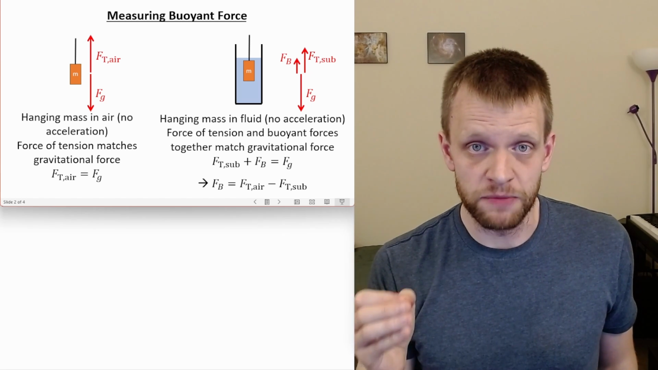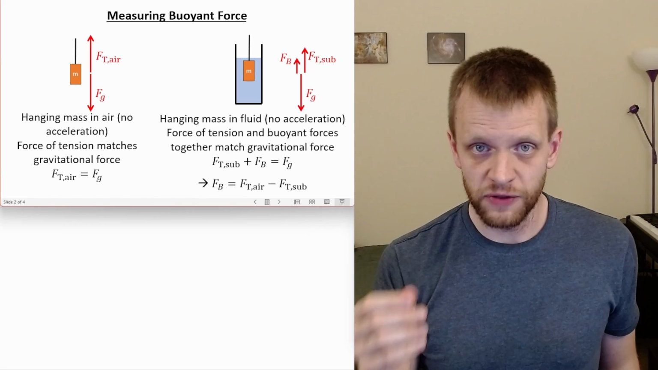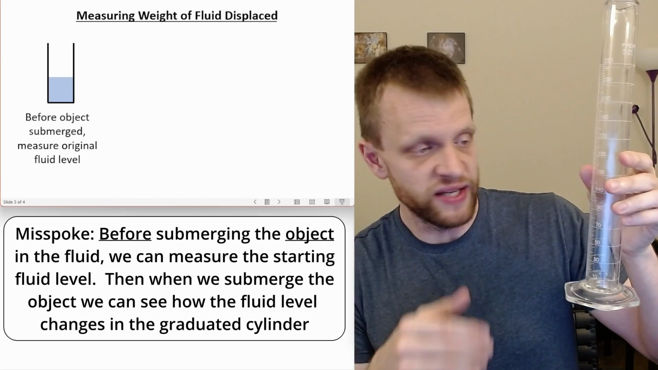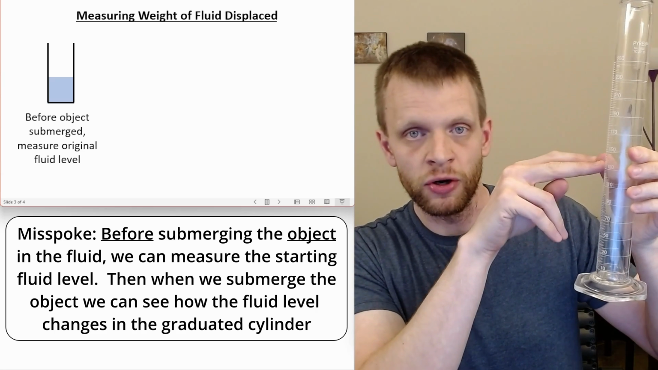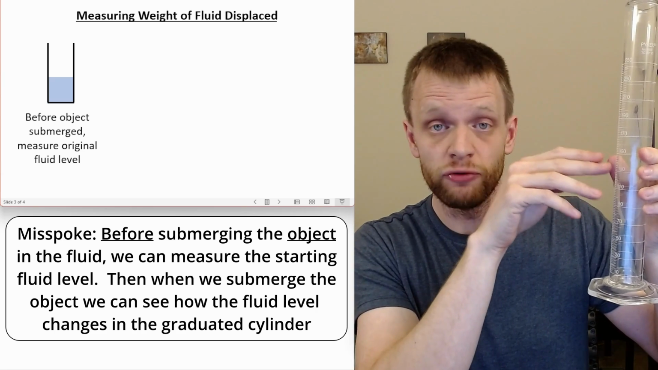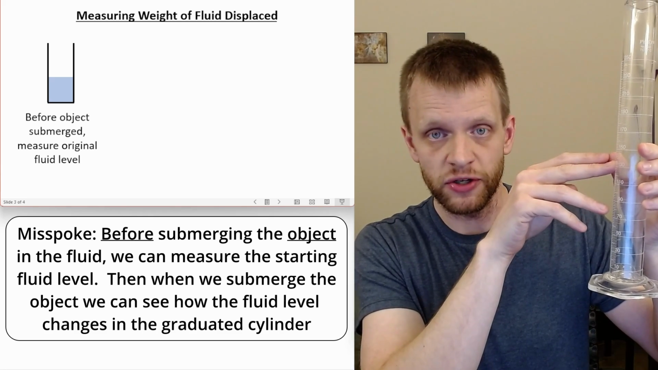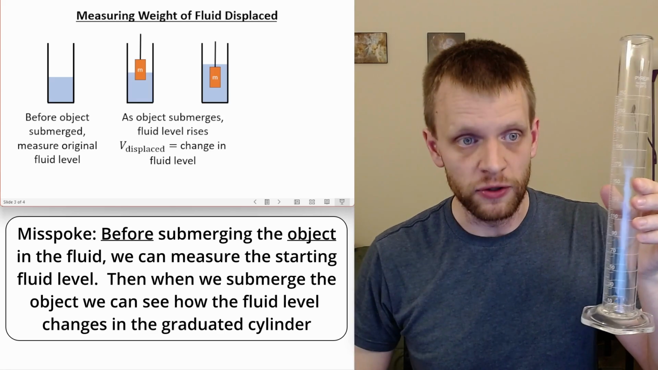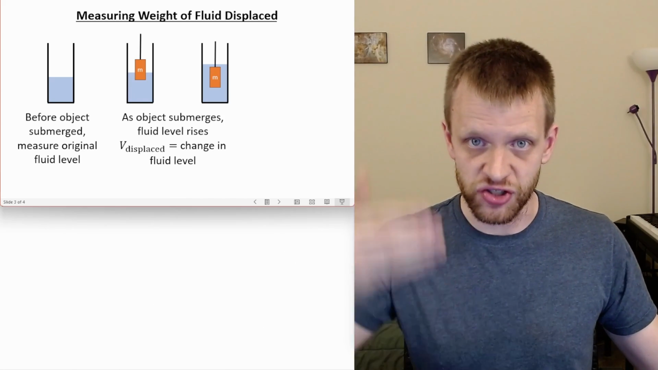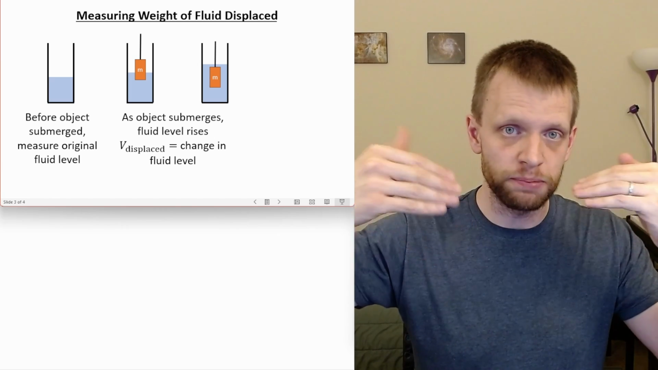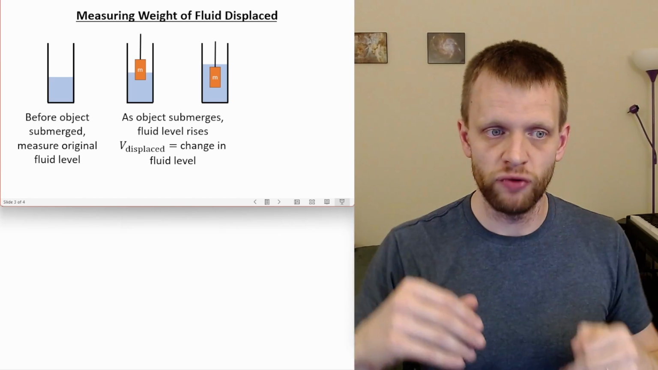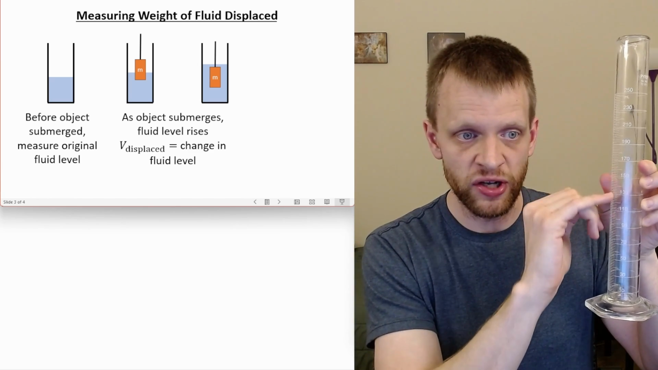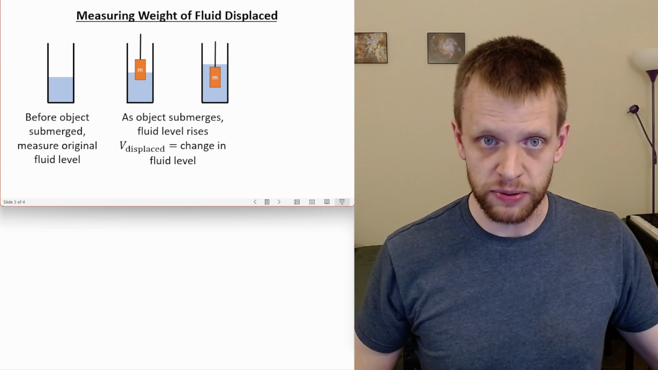But we also need to be able to measure the weight of the fluid being displaced. For that, we're going to measure the original fluid level in this graduated cylinder. As we submerge the object in the fluid, that's going to displace some fluid, and that's going to cause the fluid level to rise. If we can measure how much that fluid level has changed, that's going to match the volume displaced.